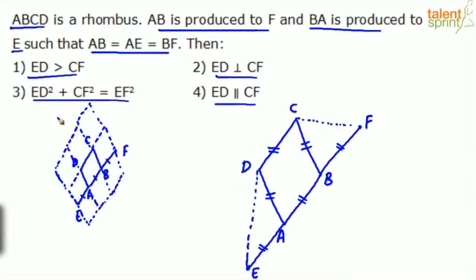So understand, let us extend this straight line CF, and extend this line ED. Definitely they would be perpendicular. The angle made here will be 90 degrees. It is all because a rhombus is a symmetrical figure. So we can conclude that this line ED will be perpendicular to CF.